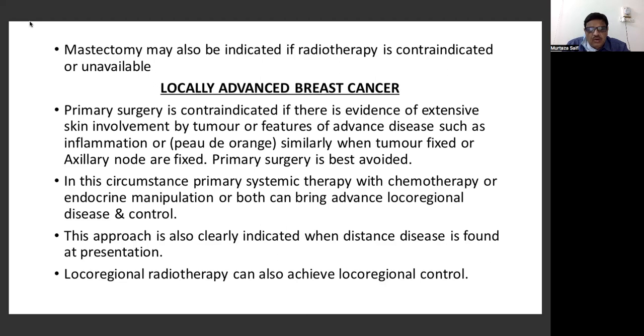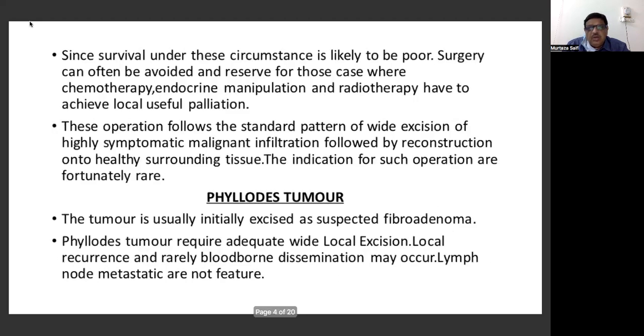Local regional radiotherapy can also achieve local regional control. Since survival under these circumstances is likely to be poor, surgery can be avoided and reserved for those cases where chemotherapy, endocrine therapy manipulation, and radiotherapy have failed to achieve local palliation. These operations follow the standard pattern of wide excision of highly symptomatic malignant infiltration followed by reconstruction with healthy surrounding tissue. The indications for such operations are fortunately rare.